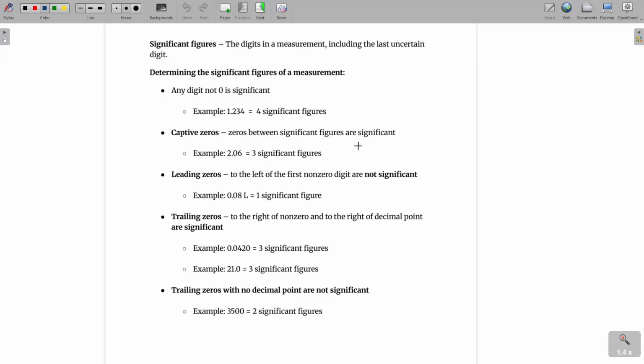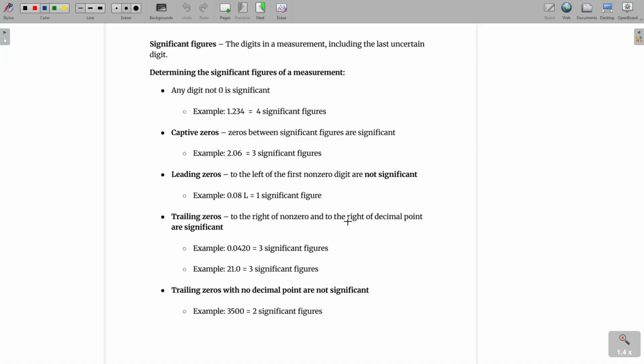Captive zeros, so zeros that are in between numbers. For example, 2.06, that 0 is a significant figure, and so this would be 3 sig figs. Leading zeros, to the left of the first non-zero digit, you're going to see in the example 0.08. They are not significant, so this would only be 1 sig fig. And then trailing zeros, right?